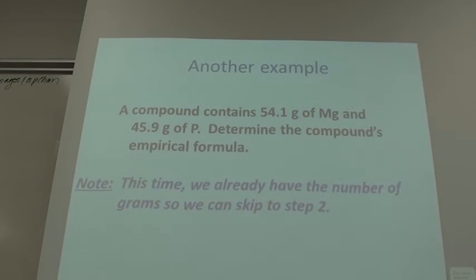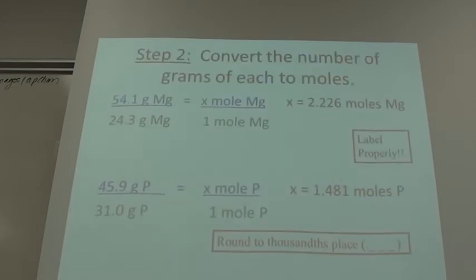Okay, so they told us we had 54.1 grams of magnesium. How many moles is that? When we know from the periodic table 1 mole of magnesium is 24 grams, that would be 2.24 moles of magnesium.